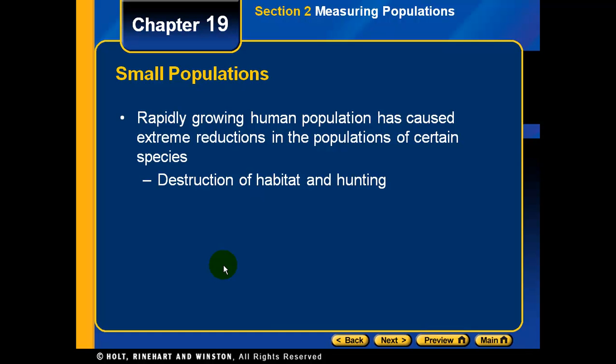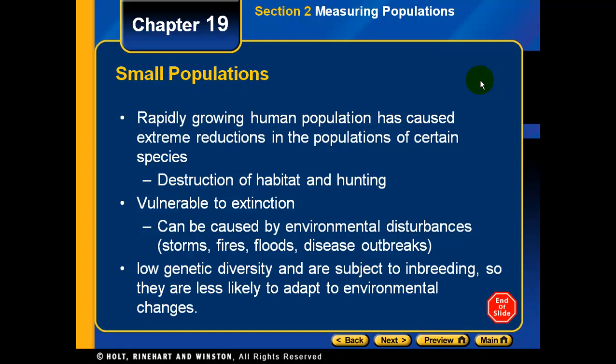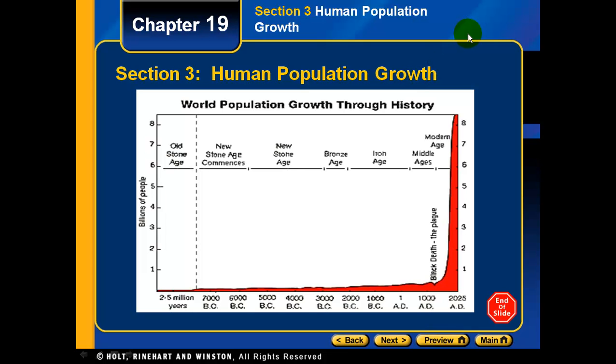Small populations. Rapidly growing human population has caused extreme reductions in the populations of certain species. When we destroy habitats and when we hunt, that's going to reduce populations, and they could get really small. Small populations are vulnerable to extinction. This can also be caused by environmental disturbances such as storms, fires, floods, and diseases. Small populations tend to have low genetic diversity, and they're subject to inbreeding, and they're less likely to adapt to environmental changes. And that finishes podcast section 2 for chapter 19.